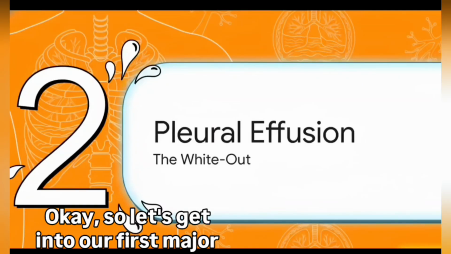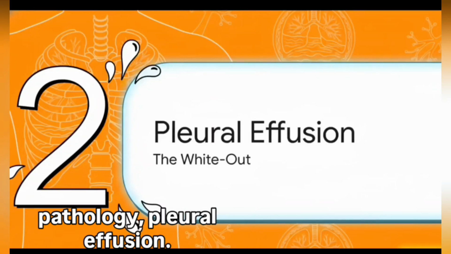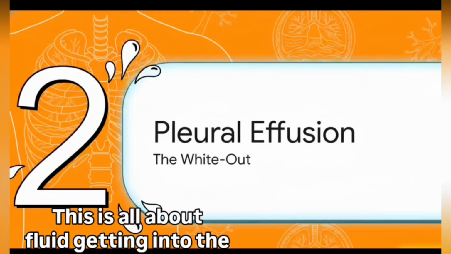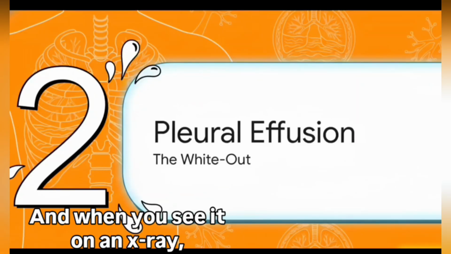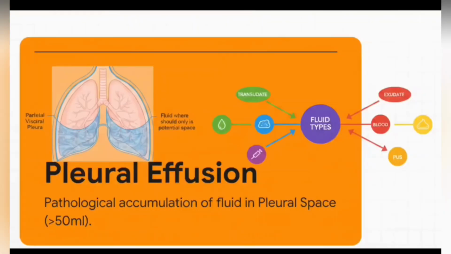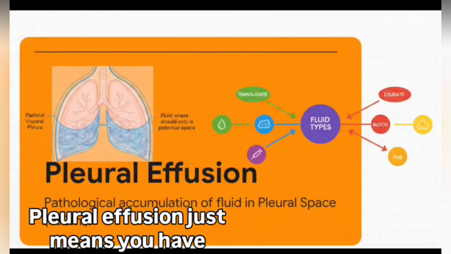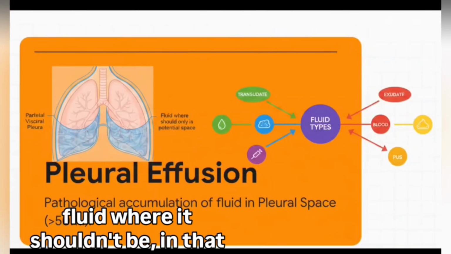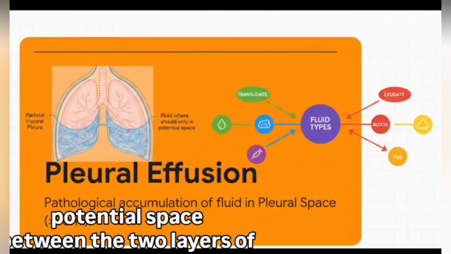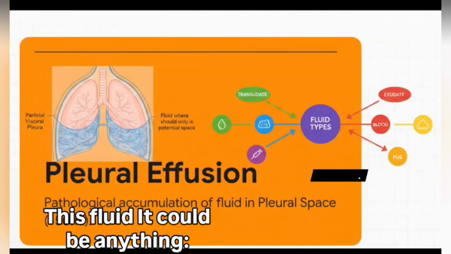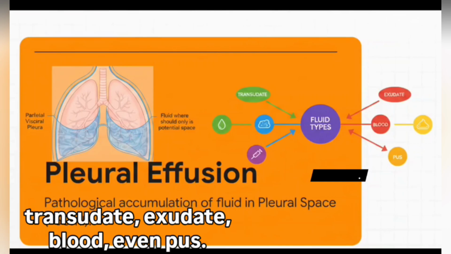Okay, so let's get into our first major pathology, pleural effusion. This is all about fluid getting into the pleural space. And when you see it on an x-ray, think whiteout. It's actually pretty simple. Pleural effusion just means you have fluid where it shouldn't be, in that potential space between the two layers of the pleura. This fluid could be anything: transudate, exudate, blood, even pus.